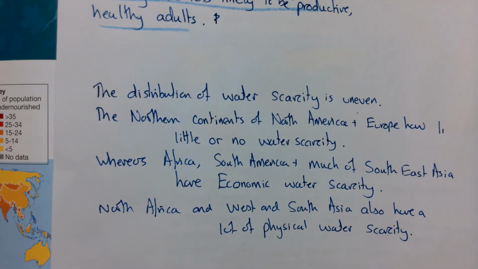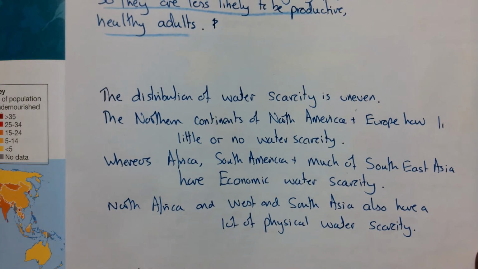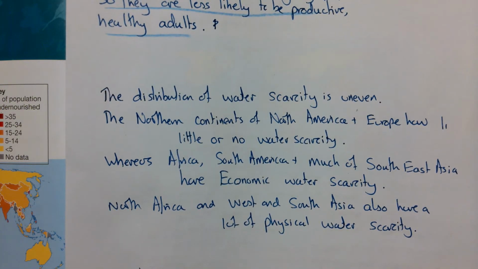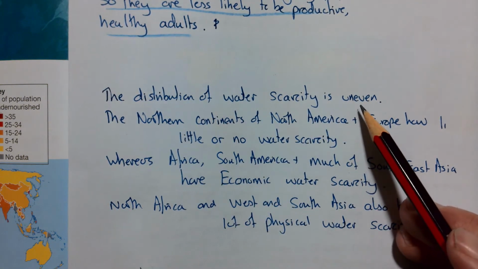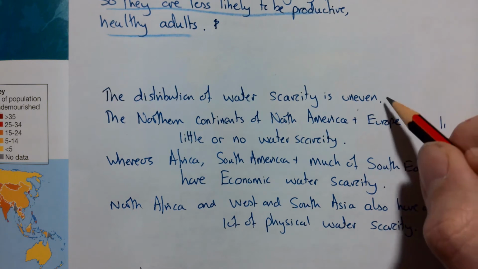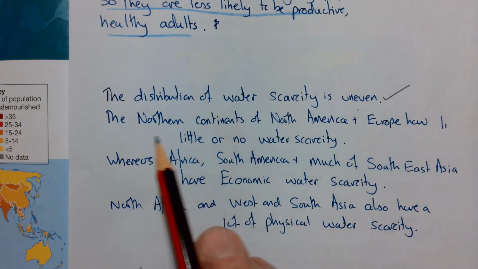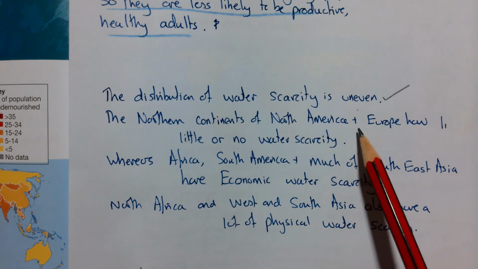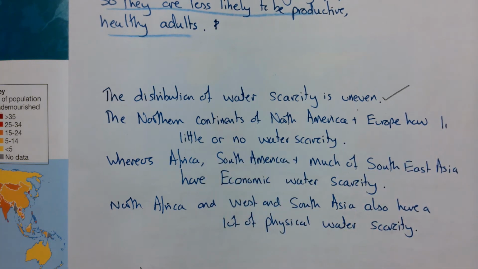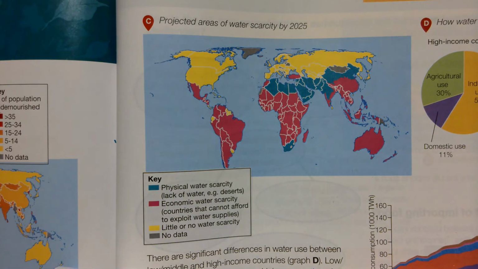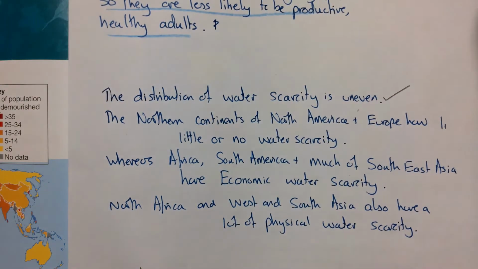Right then, let's compare notes. So, I said the distribution of water scarcity is uneven. That's my headline pattern. 1 mark. The northern continents of North America and Europe have little or no water scarcity. So I'm noticing that the yellow is all at the top of the map in the northern hemisphere. And I've referenced the key, quoting the words little or no water scarcity.